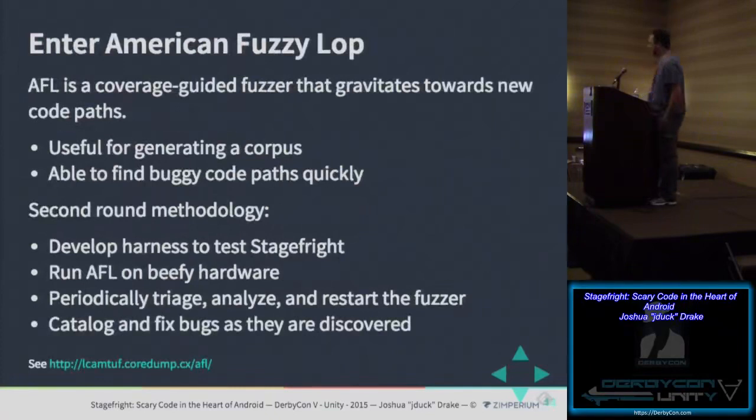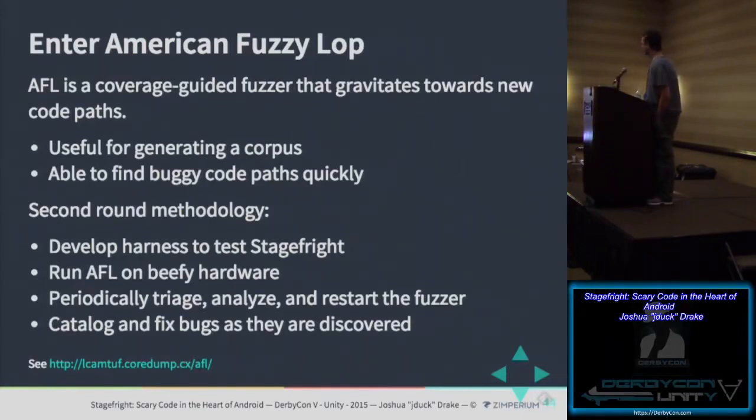So for the next iteration, I used this excellent tool called American Fuzzy Lop. I was like, hey, I already know about these bugs in Stagefright. How about we point AFL at Stagefright and see what happens? AFL was created to use automated feedback through code coverage in order to build a corpus. It's not meant to be a fuzzer to find bugs, although it just happens to do that. It's meant to build lots of inputs that reach unique paths in the program.